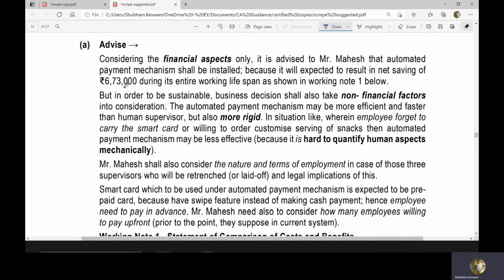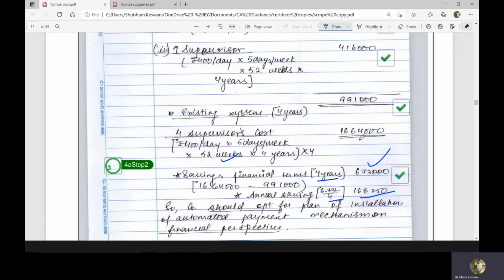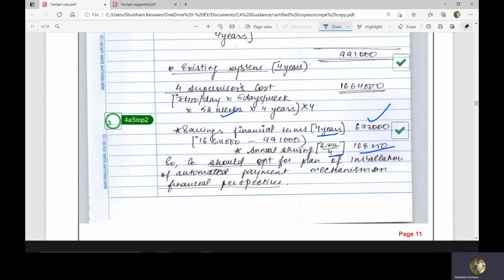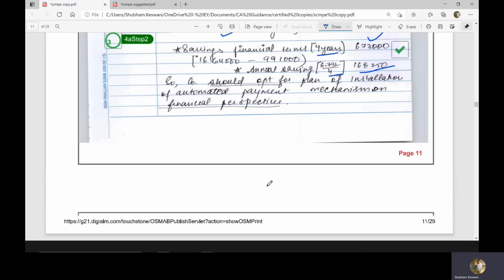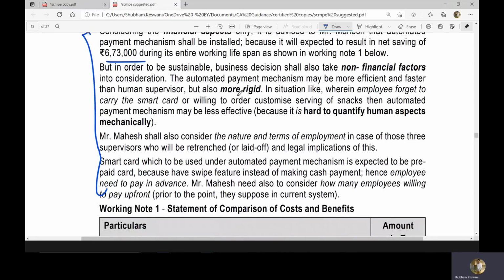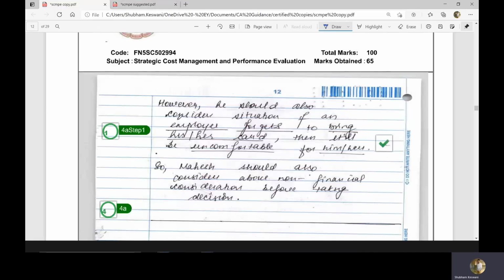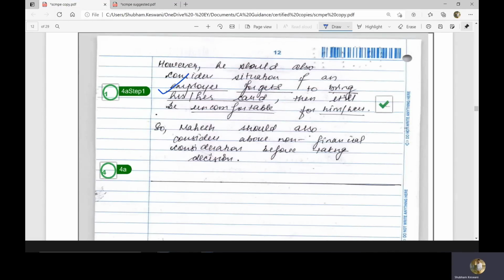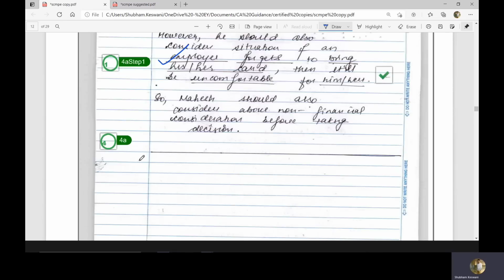Then ICAI has given its advice that, on the financial aspects, the net saving was 6,73,000, and again this is what I have shown. So the company should opt for the plan from a financial perspective. Now talking about the non-financial perspective, ICAI has written that it would become more rigid. Employees may forget to carry the smart card, and I think the same point I have written here: an employee may forget to bring his or her card and become uncomfortable. I scored 4 out of 5 marks here. So it was a rewarding question for me.